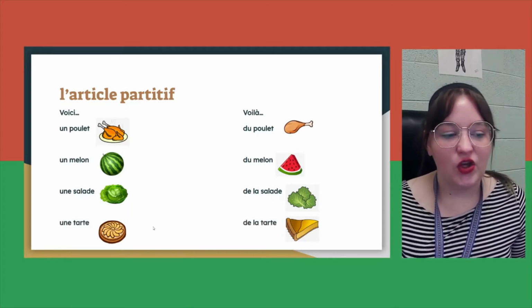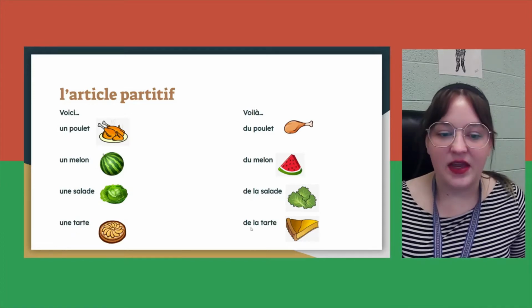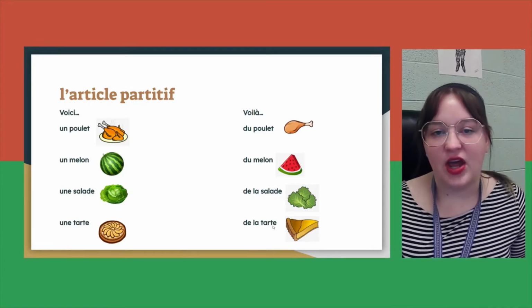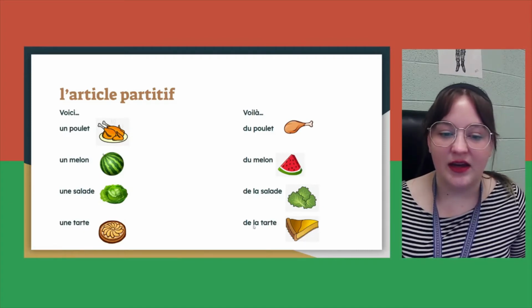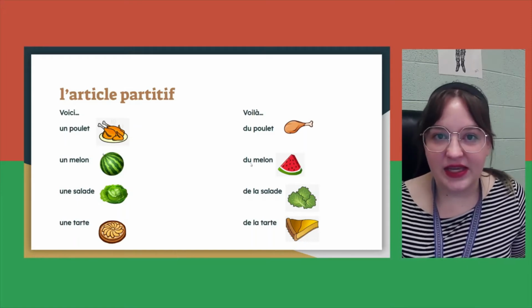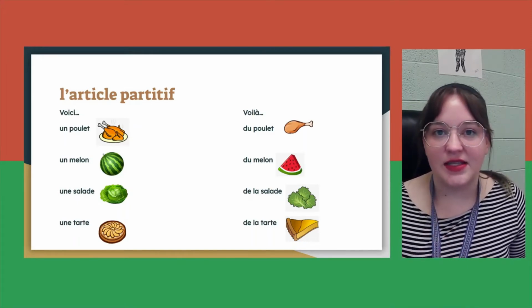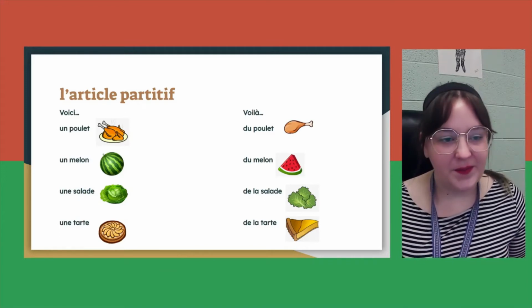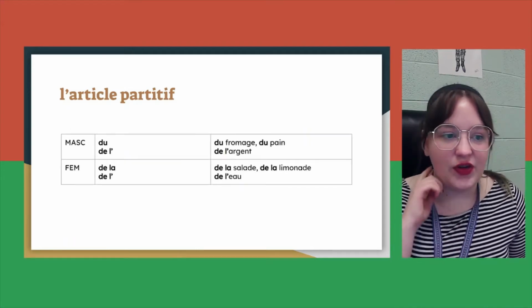And then, une tarte, a tart. And then, de la tarte. Once again, tarte is feminine, so we need to use de la and not du. That's mostly it. You just use the partitive article when you want to say some of something, not the whole thing. So let's look at this little chart just to show you.